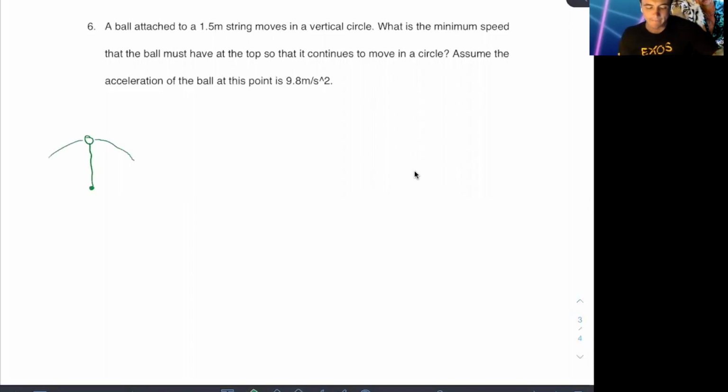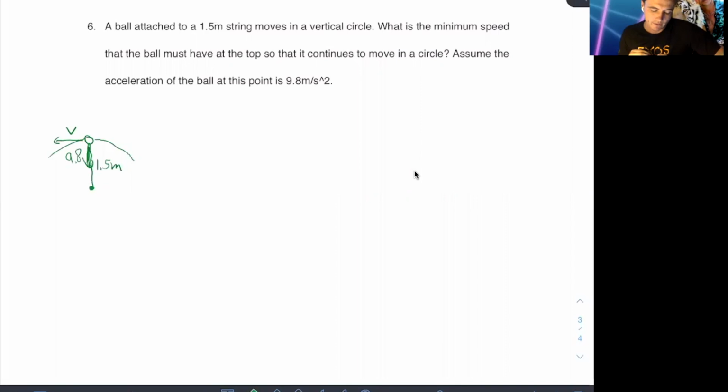Okay, so what do we know at this point? We know that the string is 1.5 meters long. We know the acceleration, which is pointing inwards, is 9.8 meters per second squared. We want to find the velocity. We want to find out what velocity we need, the minimum speed that we need to keep that ball in circular motion.